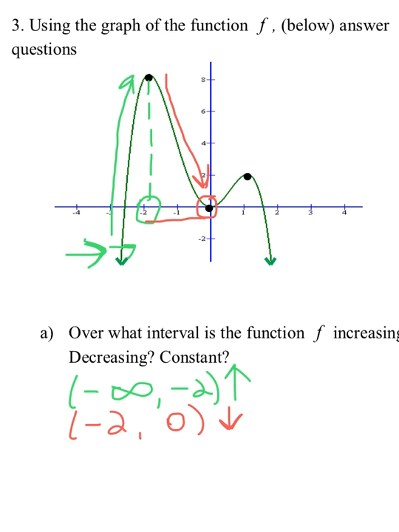Then we keep looking at the graph from left to right. Again, it starts to go up. So between 0 and 1, the graph is increasing again. 0 to 1, the graph is increasing. And then the very last part right here, from 1 to positive infinity, the graph again is decreasing. So we would say from 1 to infinity.